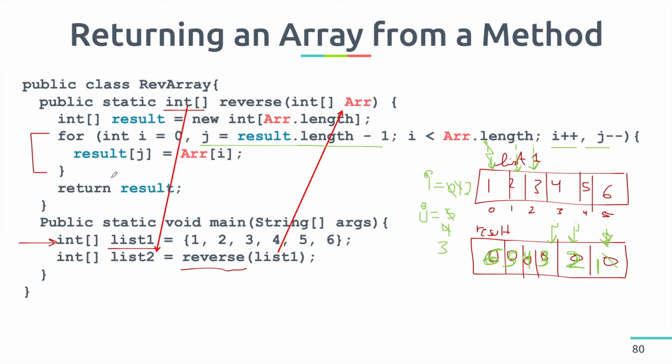And at the end, after we completed the reversing, we will send this new array that has the elements 6, 5, 3, 2, 1, back to the main method, and we will store this array in an array called list2. So we will store this result in an array that we call list2.